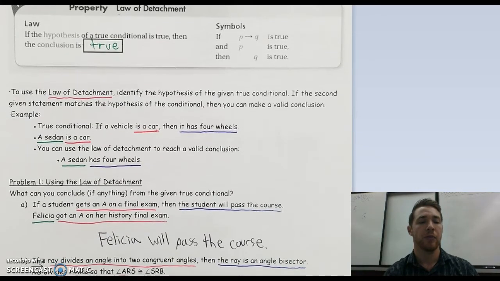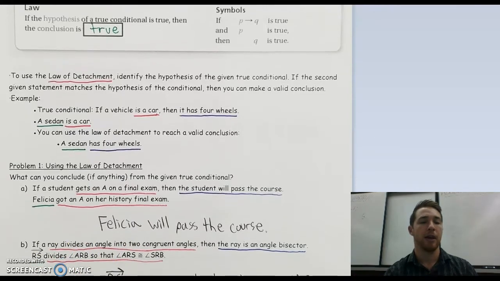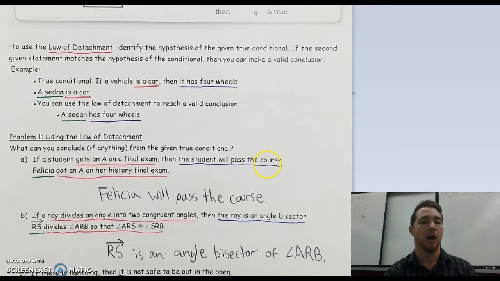So trying that again. If a ray divides an angle into two congruent angles, then the ray is an angle bisector. So that's the true conditional. Got that definition from earlier. So if I say ray RS divides angle ARB so that angle ARS is congruent to angle SRB, that again is following that first true hypothesis. So the hypothesis matches, and I can make a more specific conclusion. Then ray RS must be an angle bisector, because again, if the hypothesis is true, I must reach the same conclusion.